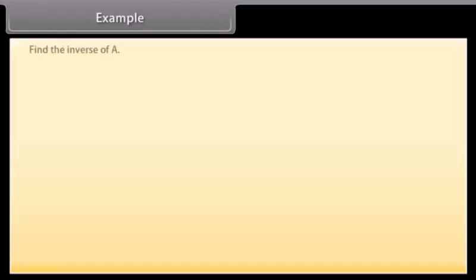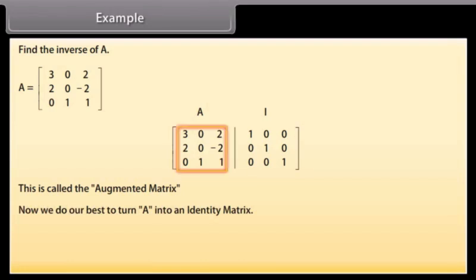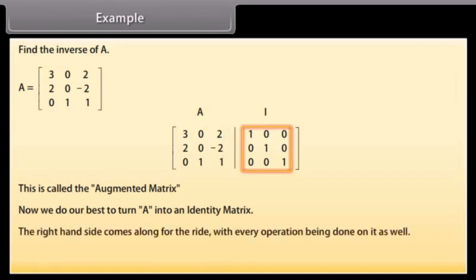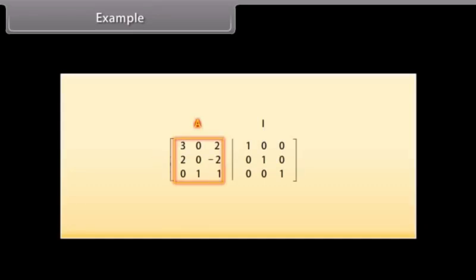Example. Find the inverse of A. We start with the matrix A and write it down with an identity matrix I next to it. This is called the augmented matrix. Now we do our best to turn A, the matrix on the left, into an identity matrix, and the right-hand side comes along, with every operation being done on it as well. But we can only do the elementary row operations, and we must do it to the whole row. Start with A next to I.